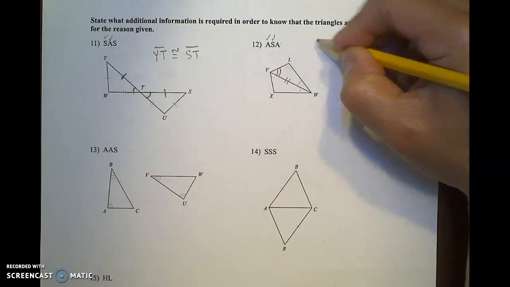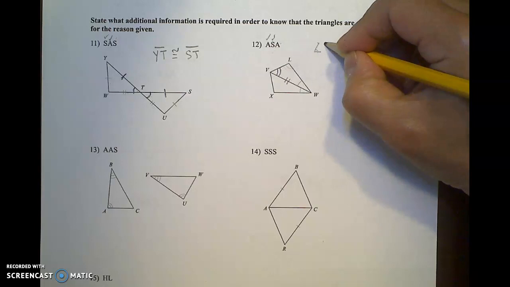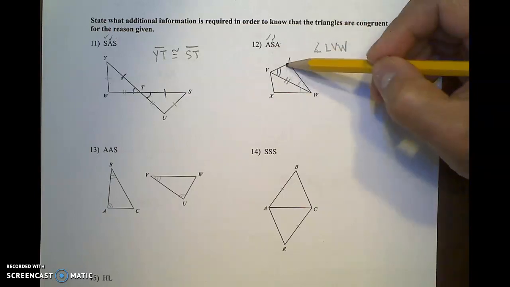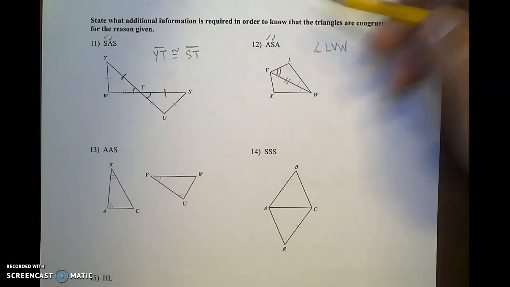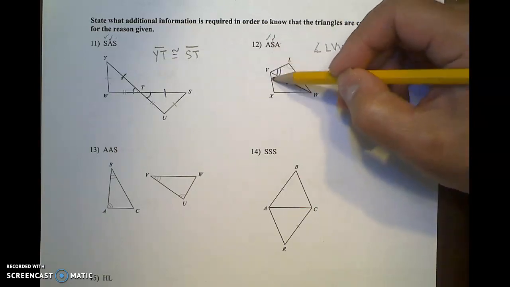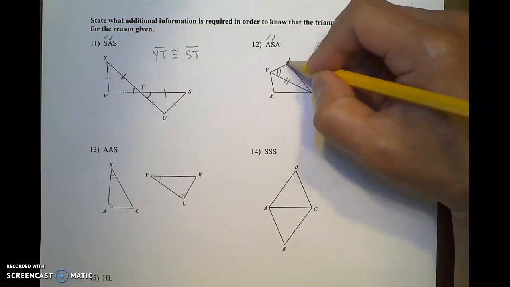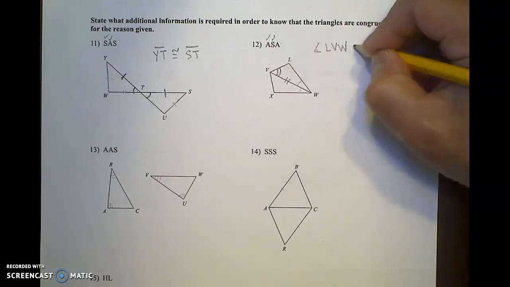Now we're going to name that angle with 3 letters. We're going to name that angle LVW. Again, we have to name this particular angle with 3 letters, because we can't just call it V, because there are actually 3 angles that we could potentially label angle V. So that's going to be a little confusing. So we want to use 3 letters here to name this angle.